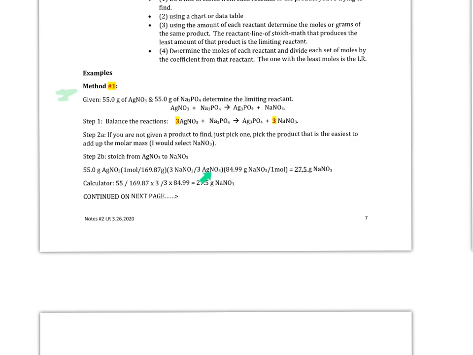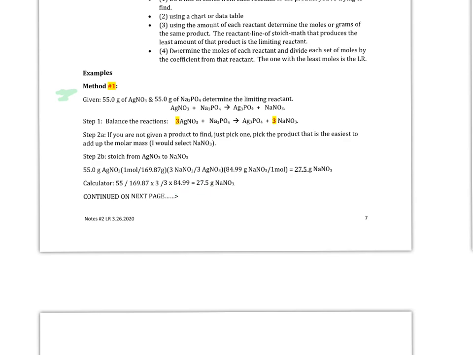The one on the bottom is the one you're trying to get rid of, and the one on the top is the one you want. And now that we get to the NaNO3, we will change it from moles to grams, and the molar mass of NaNO3 is 84.99. So in my calculator, I would do 55 divided by the 169 number times 3 divided by 3 times 84.99, and I would get 27.5.